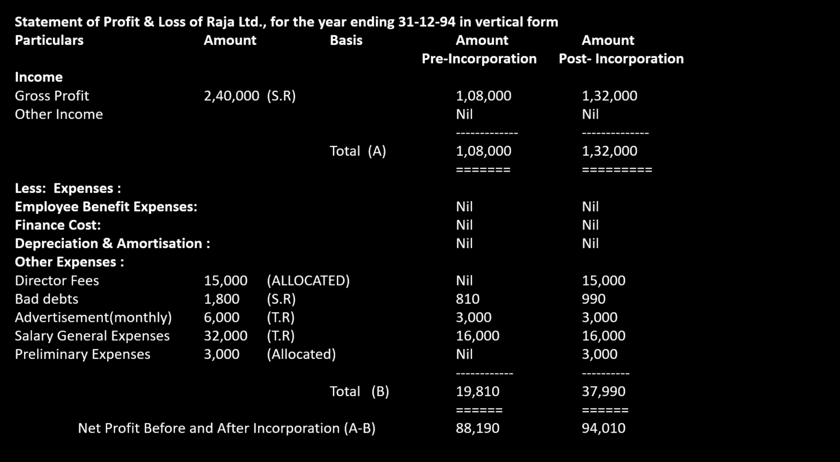Next, your expenses one by one. Employee benefit expense, nothing is there. Finance cost, nothing is there. Depreciation and amortization, nothing is there. I will go to other expenses now. We have director's fee under there. We already know director fee. What to do with the director fee? Director fee is always in the post incorporation period. It is nothing to do with the time ratio or sales ratio. Whenever you come across director fee, the full amount will be written in the post incorporation period.